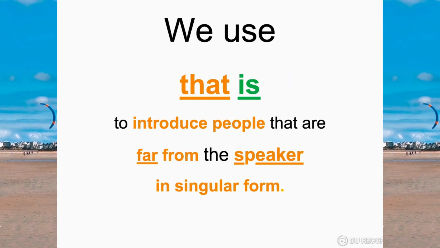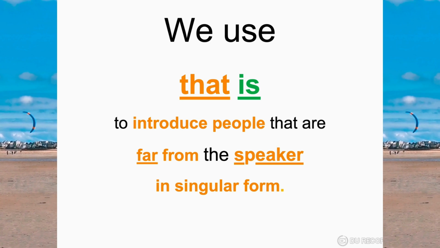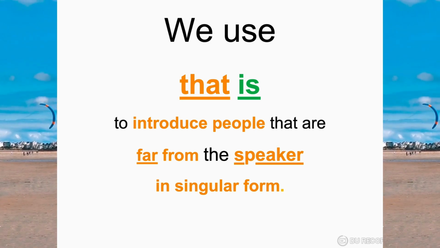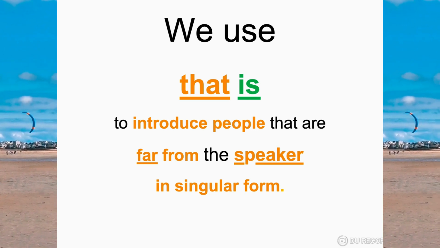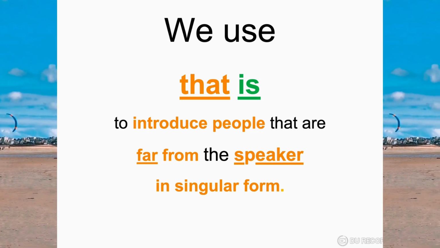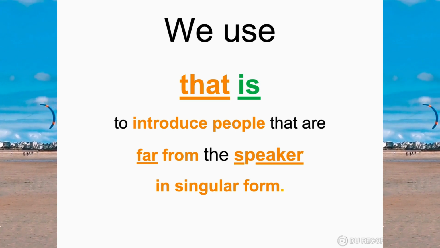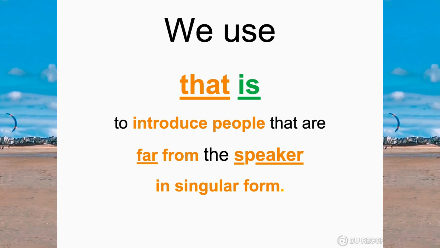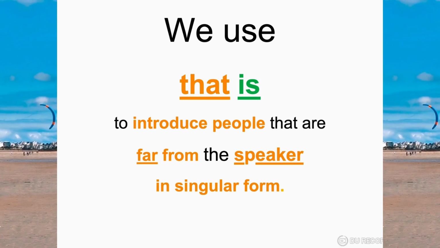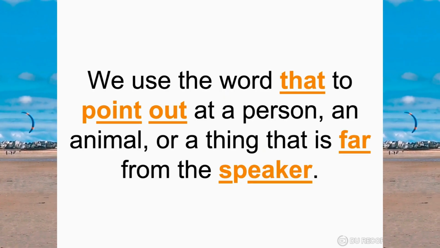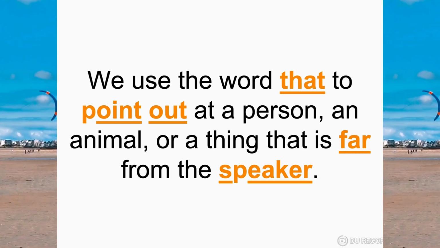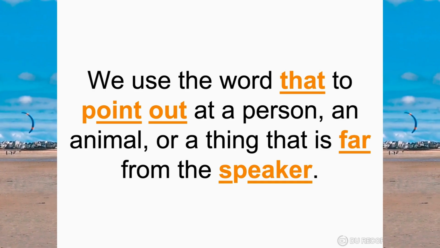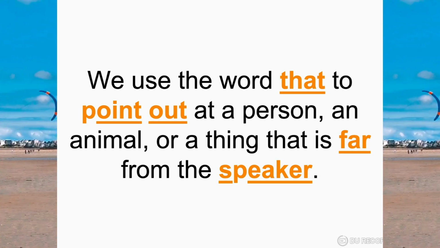Let's continue. We use that is to introduce people that are far from the speaker in singular form. In lesson 55, we studied that this is to introduce people that are near to the speaker, but today we are going to introduce people that are far from the speaker in singular form. We use the word that to point out a person, to show a person, an animal, or a thing that is far from the speaker. So it's not near, it's far from the speaker.